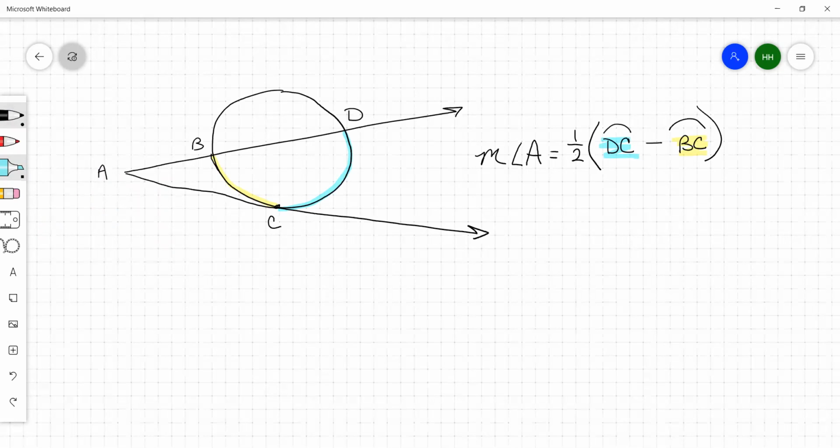All right, same deal. I mean, if this is, I don't know, 100 degrees and this is 60 degrees, then the measure of angle A would be equal to 1/2 of 100 minus 60. So in this case, 100 minus 60 is what? 40 divided by 2 is 20 degrees.